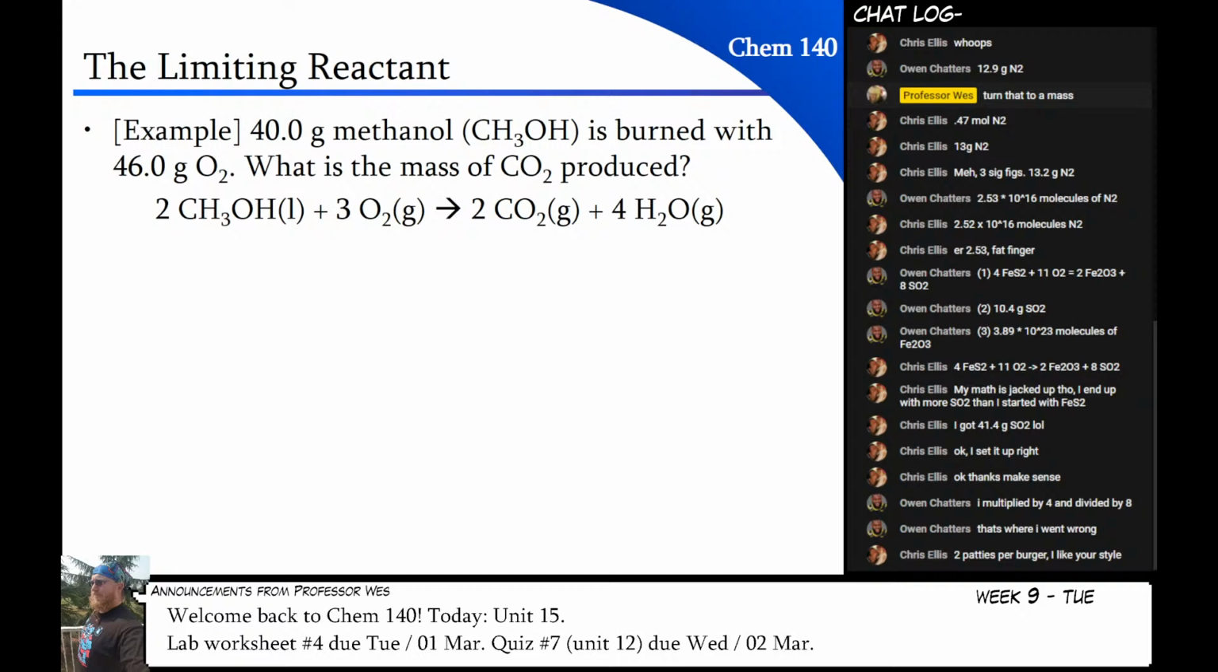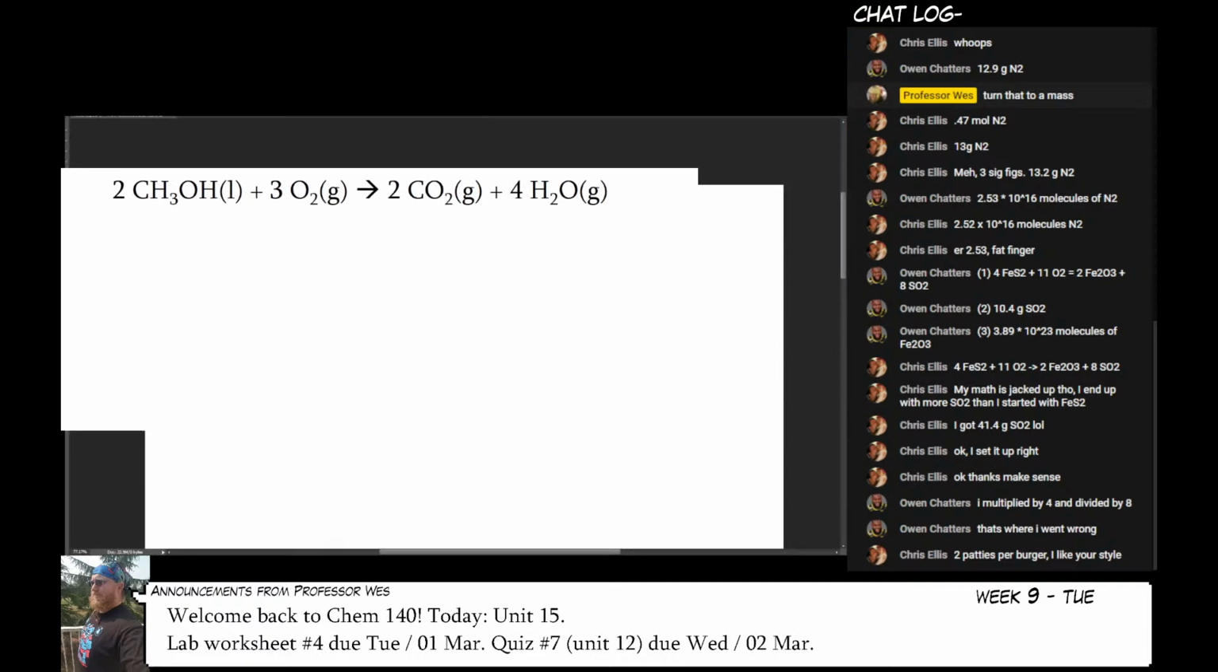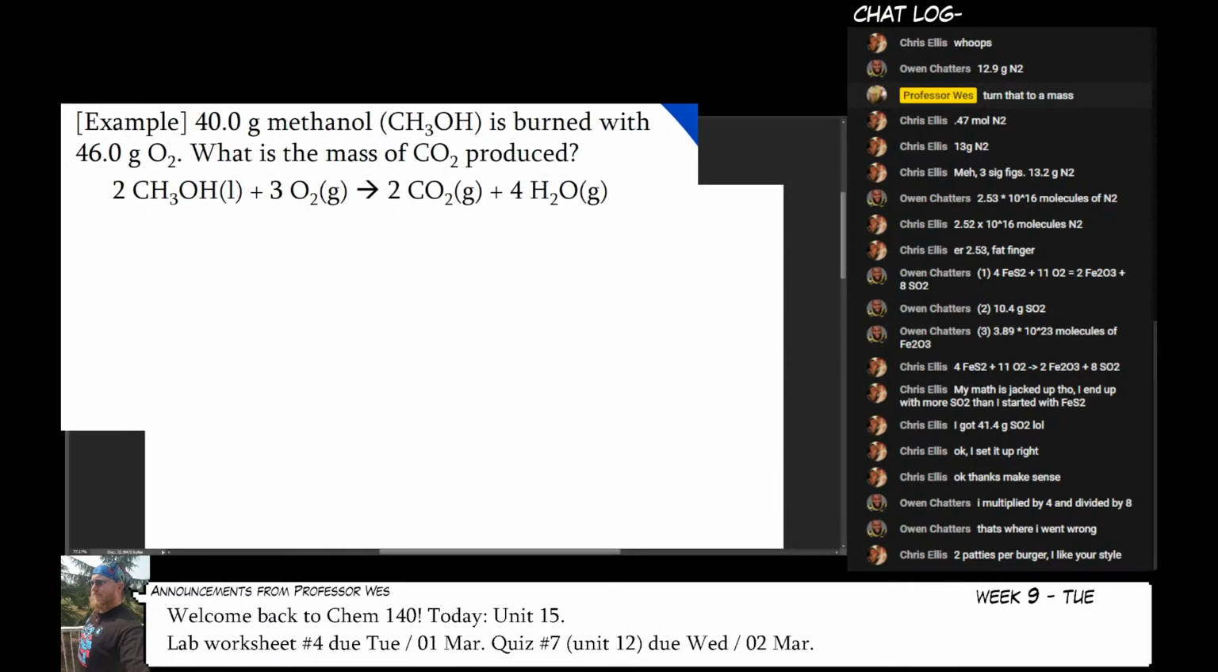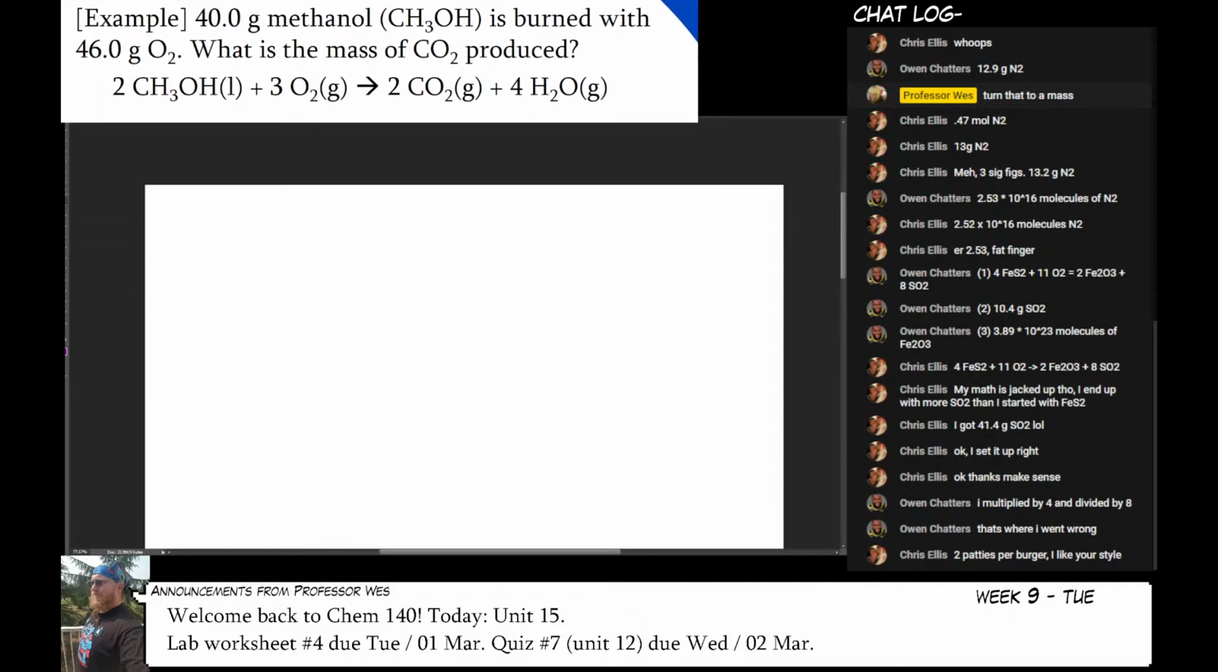Now, the way that you know you're doing a limiting reactant problem is that I give you multiple reactants. Most problems I will just say, I'm going to combine, or I'm going to react these things together. If I use X amount of this, what do I get? And then it's assumed that it's excess. But here we don't assume it's excess anymore, because I have given you all the reactants. This is all you get, 40 grams of methanol and 46 grams of O2.